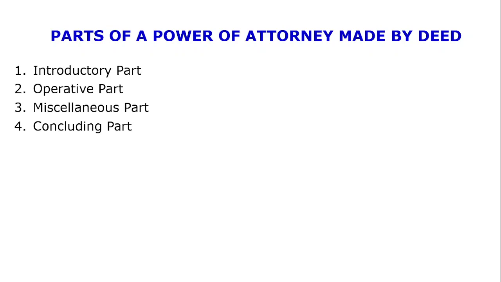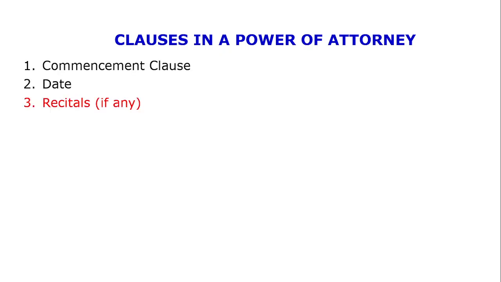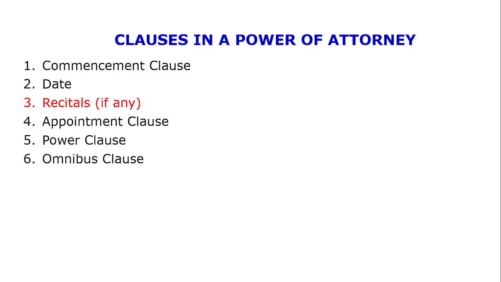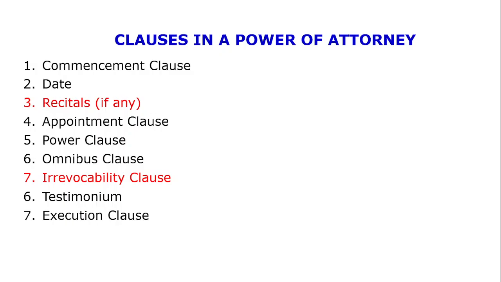What if you are asked to list the clauses in a power of attorney? That is, you were not asked to talk about the parts of a power of attorney; you were asked to list the clauses. What are the clauses in a power of attorney? You have the commencement clause, date, reciters, appointment clause, power clause, omnibus clause, irrevocability clause, the testimonium, the execution clause, the attestation, and franking.